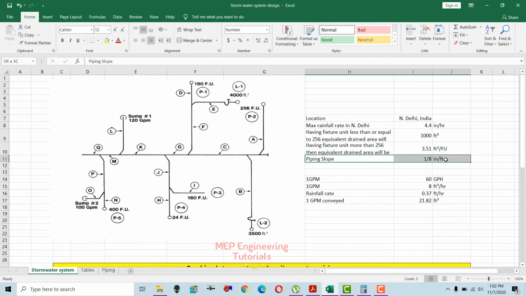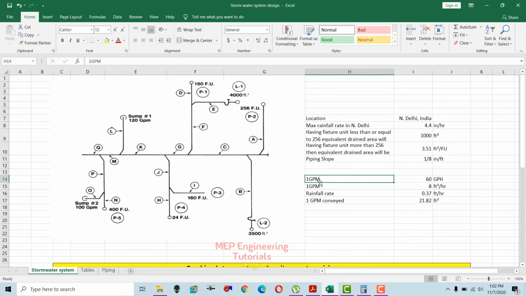So this is the piping slope which we have used in our project, that is 1/8 inch per foot slope. And now I will tell you how I got this 3.51 square feet per fixture unit. If you have more than 256 fixture units, for every increment in the fixture unit after 256, you have to use 3.51 square feet per fixture unit. This depends on the rainfall.